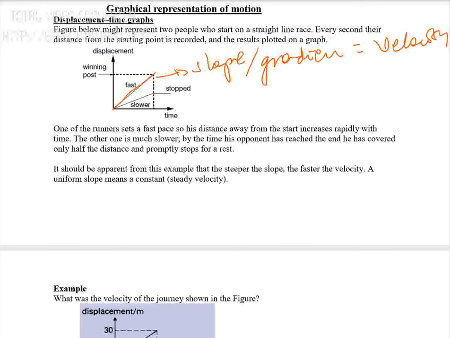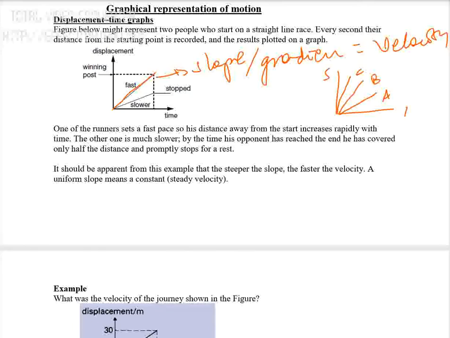Therefore, we will calculate velocity from a displacement-time graph by calculating the slope, or the gradient, of the graph. And always, if the graph is steeper to the displacement or the y-axis, it's faster. That means if you have three graphs, A, B, and C, which one is faster?